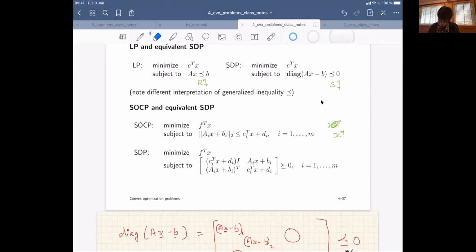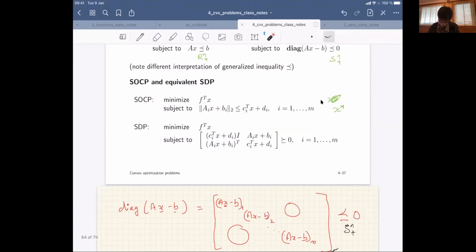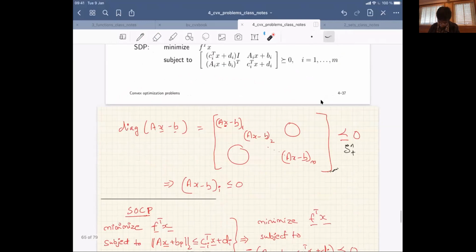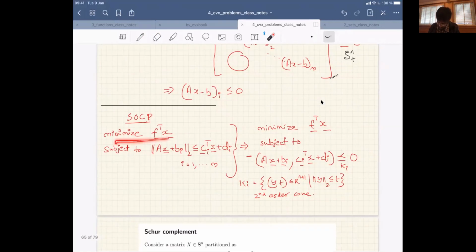So let's see how we can rewrite this framework and show that it is an SDP problem. This is the SOCP: minimize f transpose x, subject to this. This is the second order cone condition.